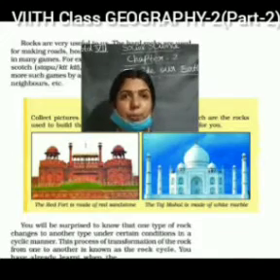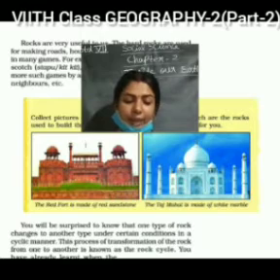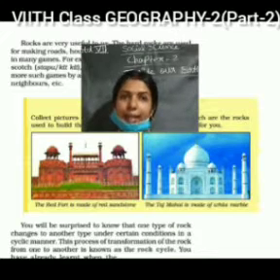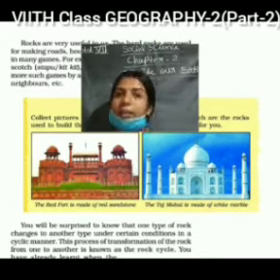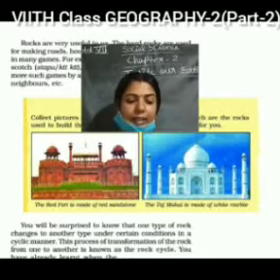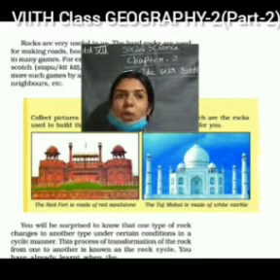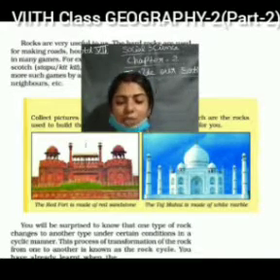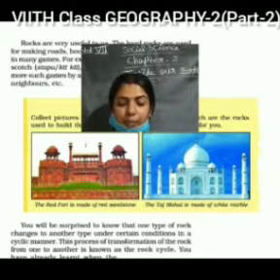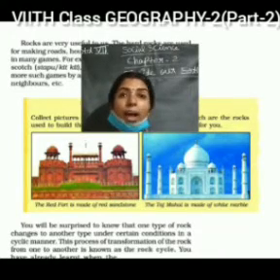Children, in the textbook, page number 9, can you see the pictures given there? Yes, it is a picture of the Red Fort and the Taj Mahal. Now listen, the Red Fort is made of red sandstone. And observe the picture of the Taj Mahal. It is made of white marble.